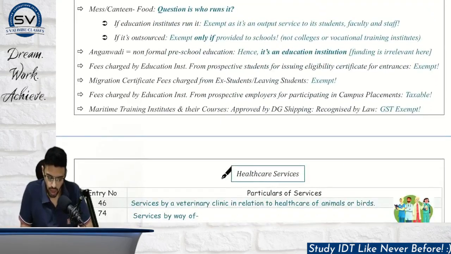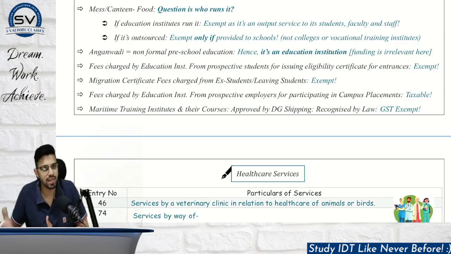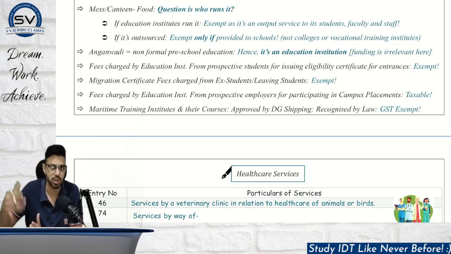Let's move ahead. Anganwadi. These are basically non-formal preschool education. It does not depend whether it is formal or non-formal. These are generally funded by the CSR funds also. So Anganwadi, still it is an educational institution. Mode of funding is irrelevant. It is an educational institution because it is providing education to preschool.